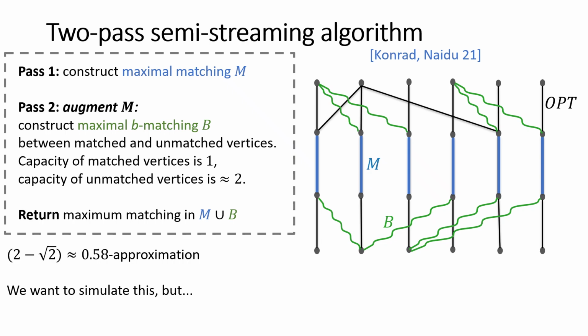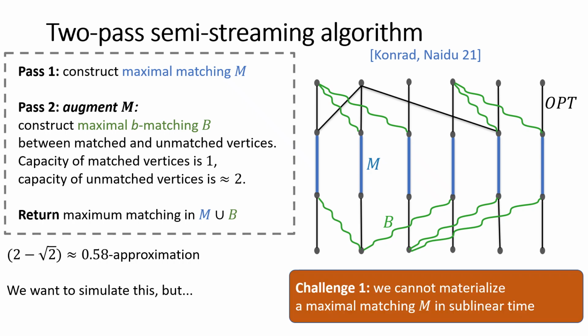The way this is done is that we construct a maximal B matching between the matched and the unmatched vertices. The matched vertices are given a capacity of 1, and the unmatched vertices are, let's say, given a capacity of 2. Then we return a maximum matching in M union B. The idea is that if M was small, a bad approximation close to 1/2, then we will find a lot of length three augmenting paths, and in this way we can get something around a 0.58 approximation. More or less, this is what we want to simulate in sublinear time.